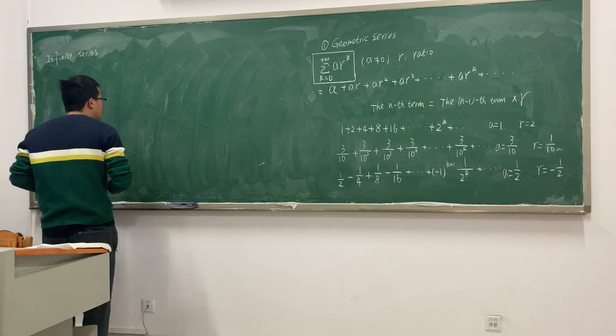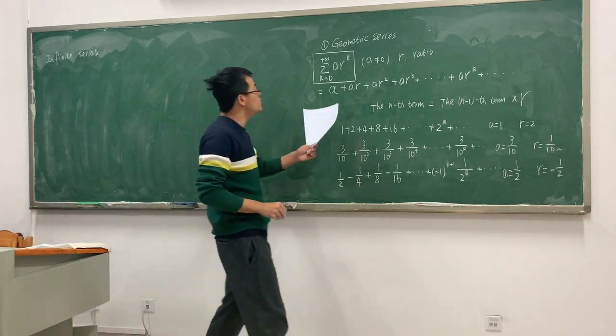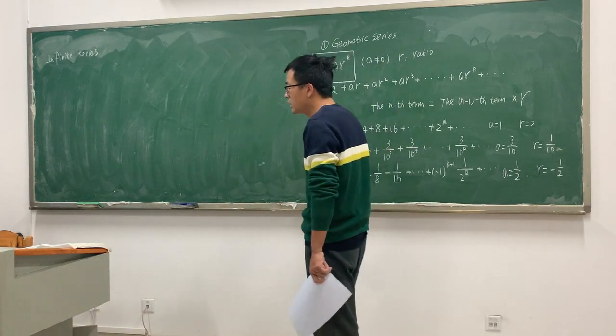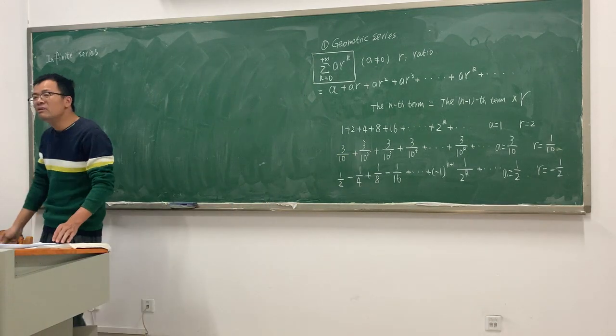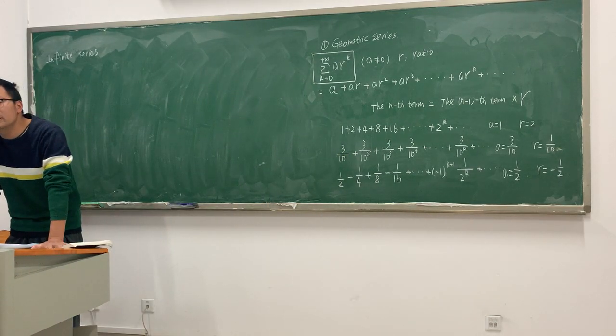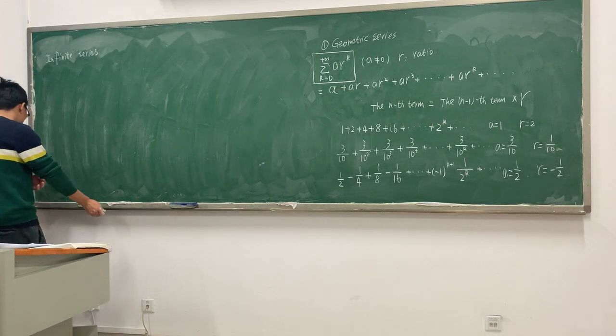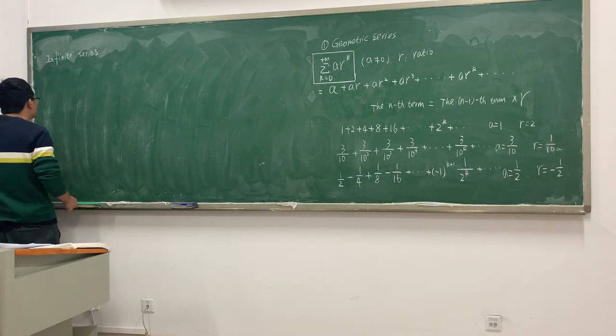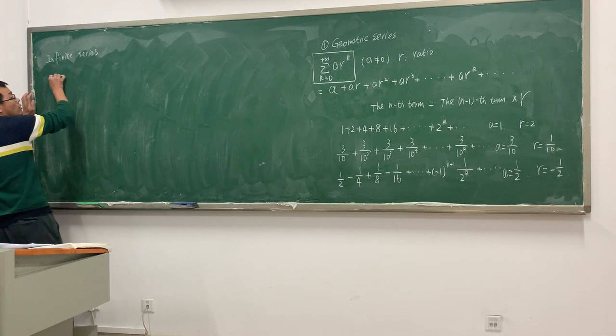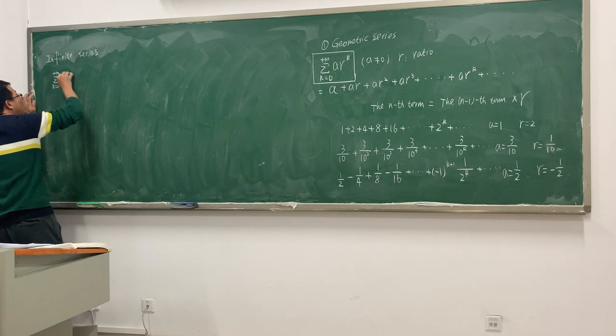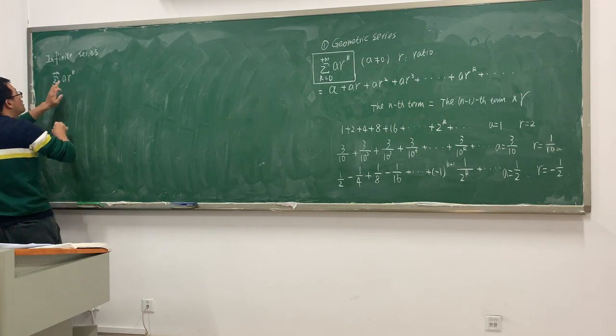Now we have a question for this geometric series. Does it converge or diverge? We just need to look at the sequence of partial sums. So now we look at the sequence of the partial sums. Here is the sigma, k runs from 0 to plus infinity, of A times R to the power K.